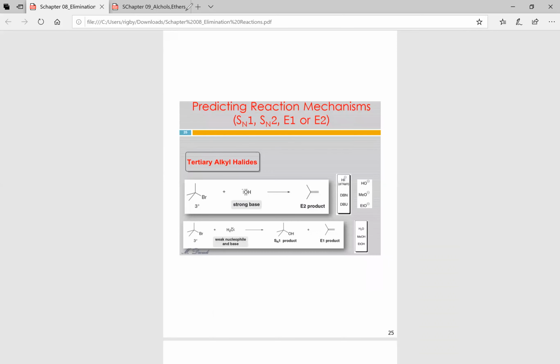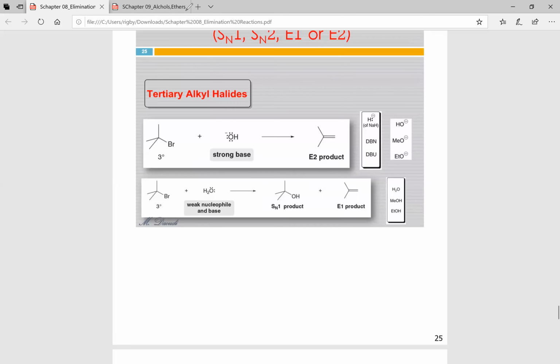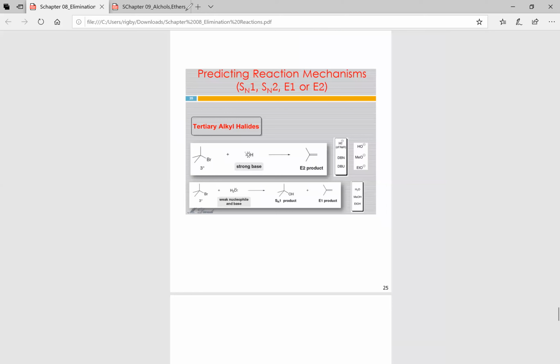So here we can see that if we use a tertiary alkyl halide with a strong base, we're going to make the E2 product. And again, this is because E2 likes to happen in one step. And so if we have a strong base, then it's going to react faster, and thus E2 will form. And we're not going to do an SN2 reaction, again, because it's too sterically hindered to do SN2, but it's not too sterically hindered to lose a hydrogen. On the other hand, if we have a weak nucleophile and a weak base, then that gives the reaction time to form a carbocation and thus do SN1 and E1.